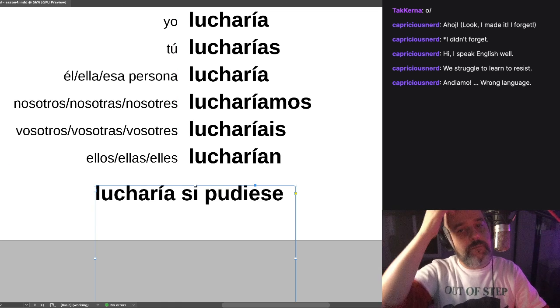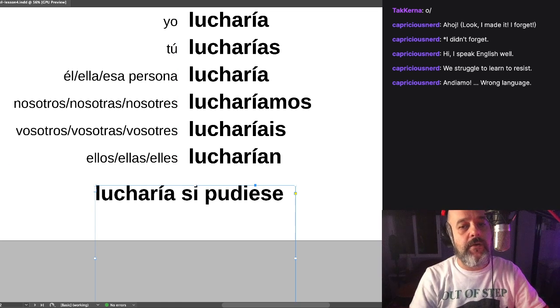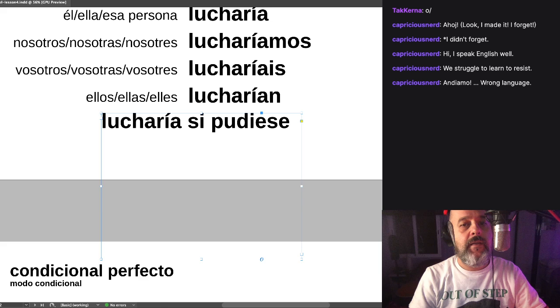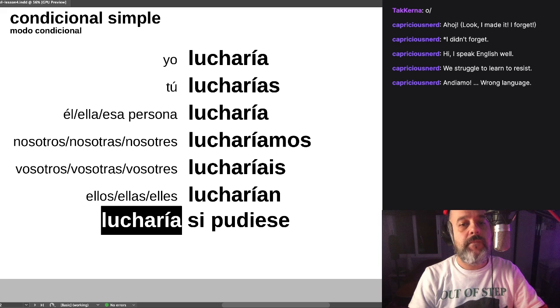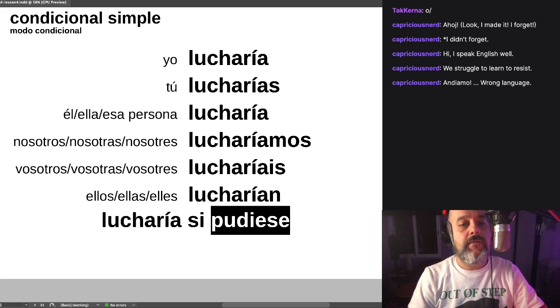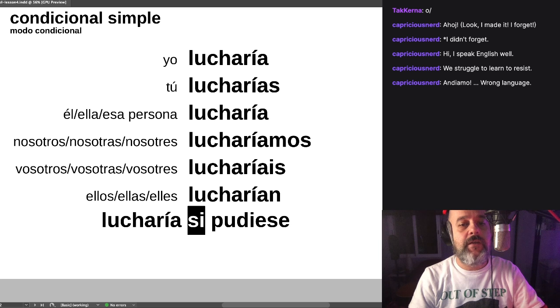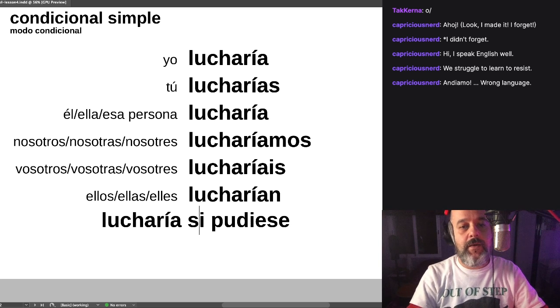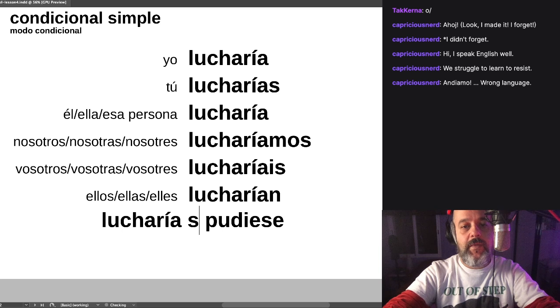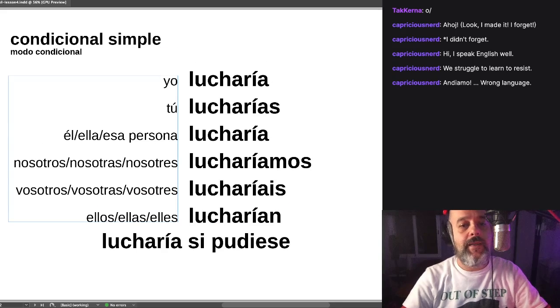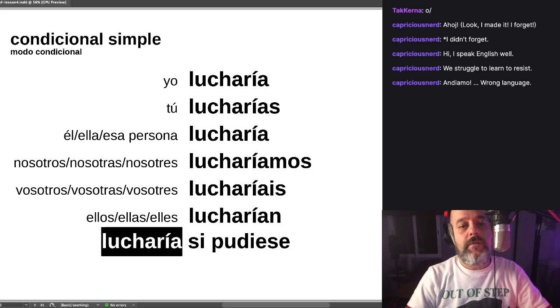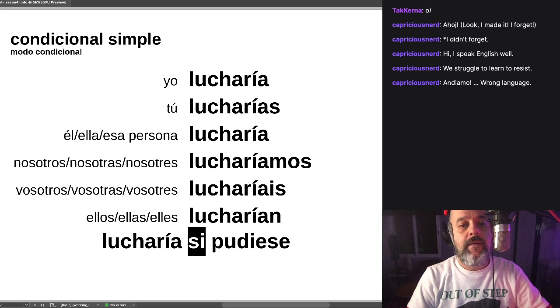Let's say you cannot struggle because you're in a difficult situation and you're not in the position to be able to take part in a revolutionary movement that would be very good for the working class. Lucharía, I would struggle, si, if, pudiese. Do not confuse this si, the if, with the sí with the accent, which is a yes. The accent is the difference over here. So that's an extra little thing that you can take with you. I would struggle, lucharía, if, si, pudiese, if I could.